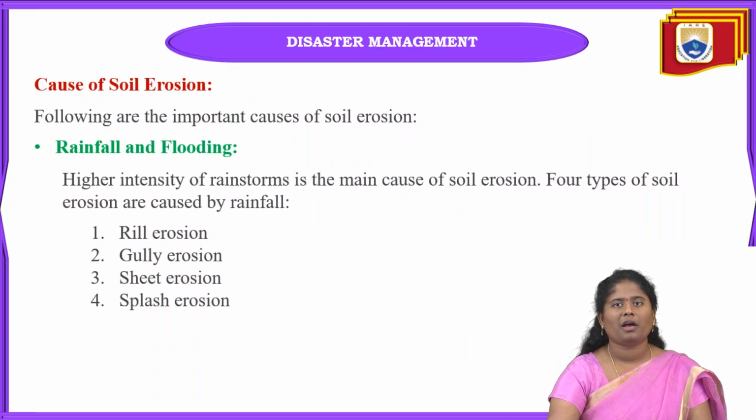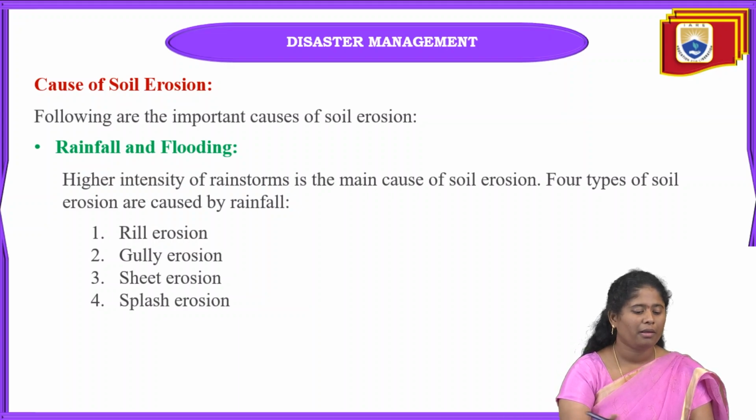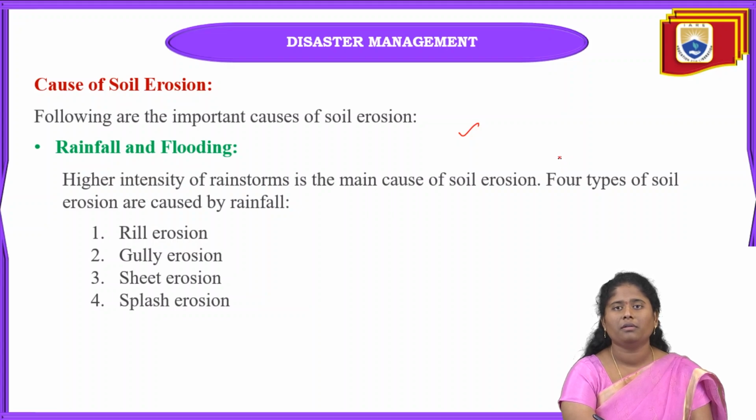Next one is causes. Other than the effects of soil erosion, we can look at the causes of soil erosion, where they come from. First, the causes of soil erosion. The first one is rainfall and flooding. When rainfall occurs at a very high intensity, these rainstorms are one of the biggest causes of soil erosion.